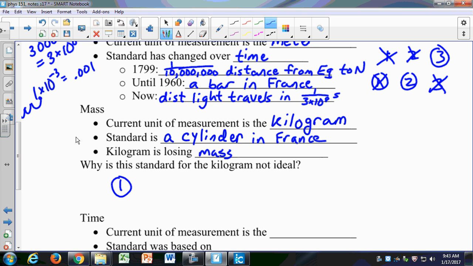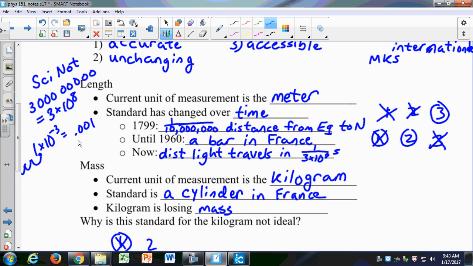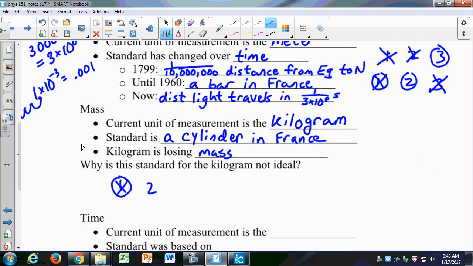So it's sort of accurate, sort of, kind of, maybe not. Is it 2? What was 2? Is it unchanging? We'll see. I'm going to show you a video from Veritasium. The kilogram actually is changing mass. They find that some kilograms are gaining mass and some are actually losing mass. So it's not unchanging. And is it accessible to all?